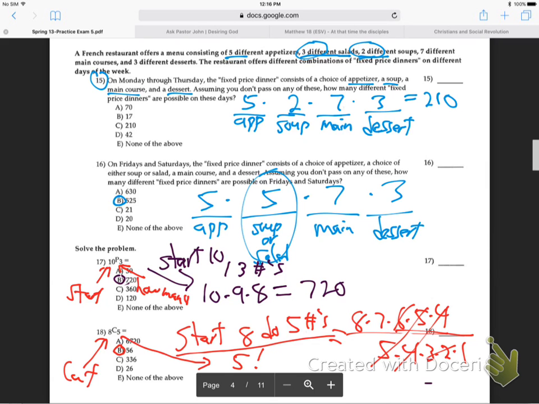So there it is. You just start at the first number, do the second number of numbers. For the P, that's it. For the C, you cut it. You divide it by the second number factorial also.